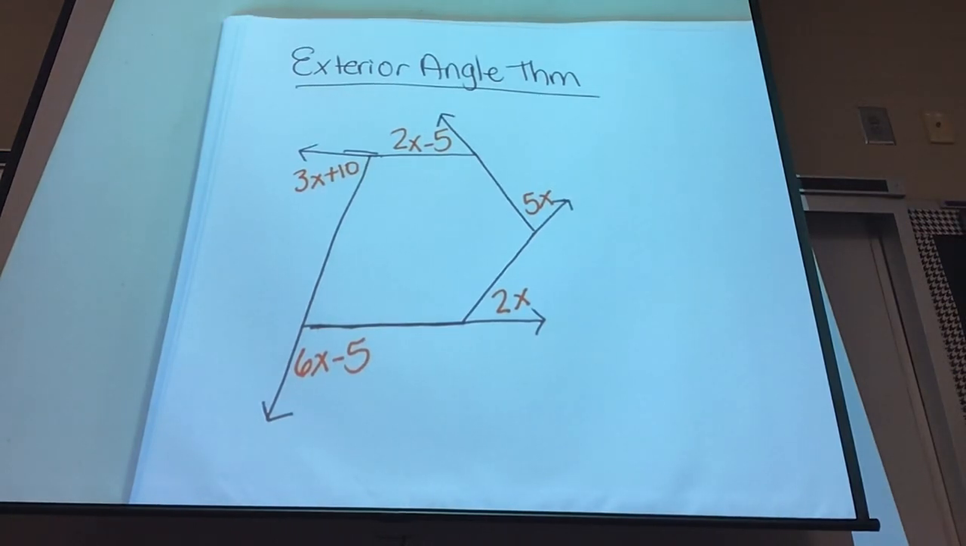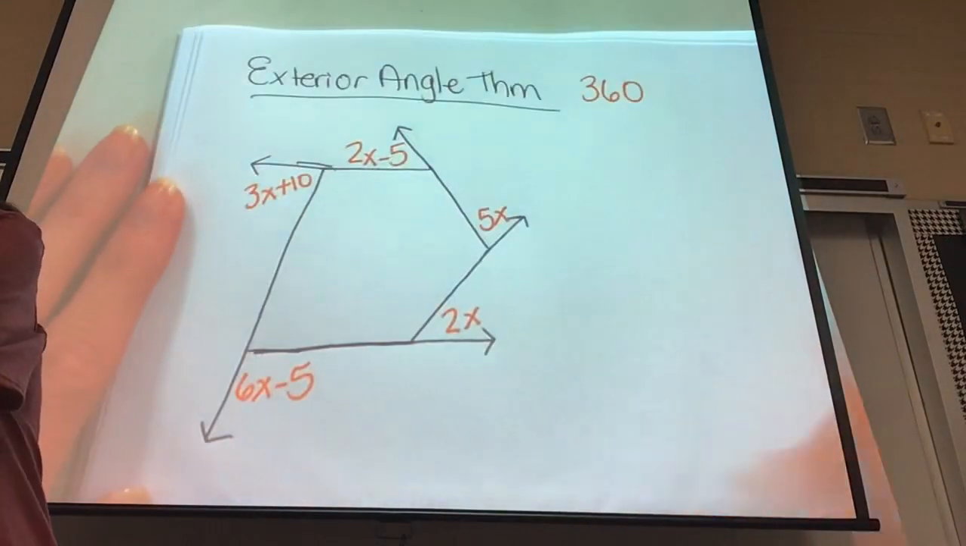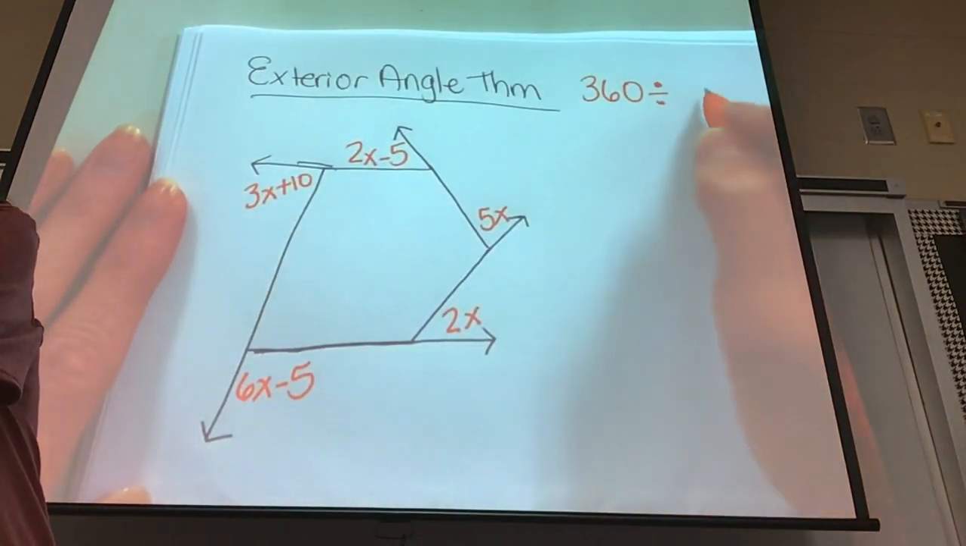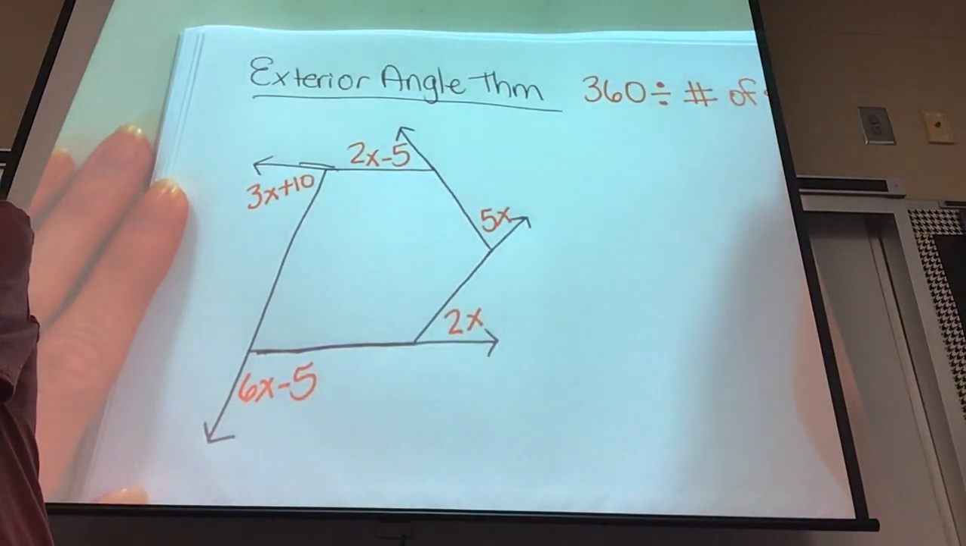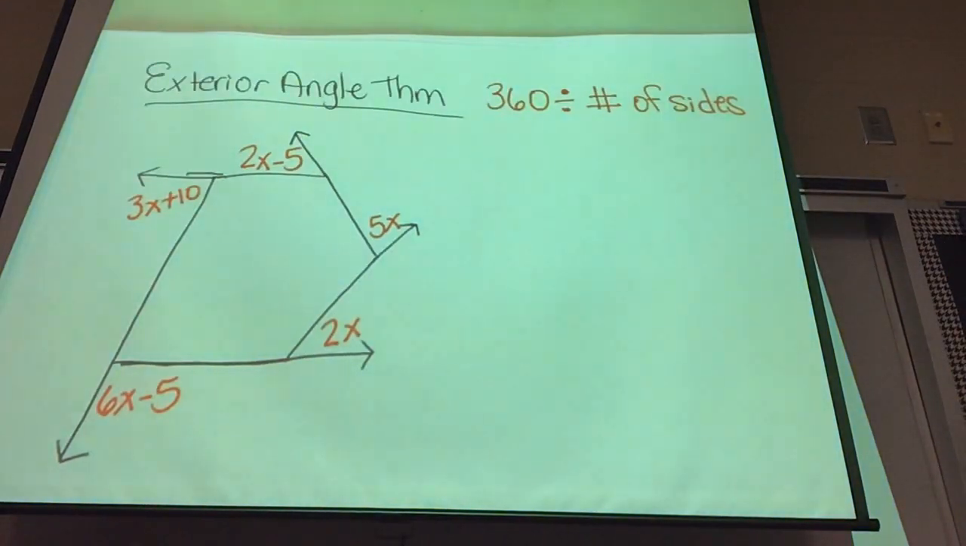What you're going to do on here is 360 divided by the number of sides. Now, why am I using 360? Because they all add up to 360.